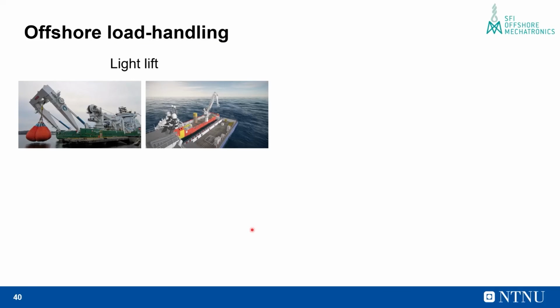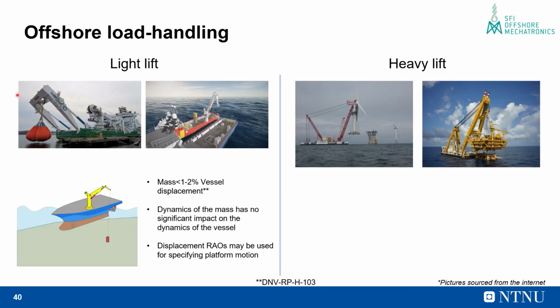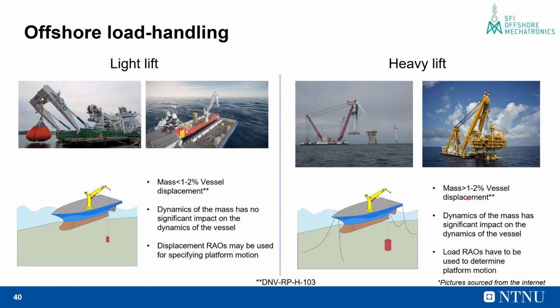Usually, the lifting operation is classified into two: a light lift, where the load to be handled is less than 1 to 2% of the vessel displacement, and the dynamics of the load in this case has no significant impact on the dynamics of the vessel, and so you can use the displacement RAO option to specify the platform motion. But in a heavy lift, the load to be handled has a mass greater than 1 to 2% of the vessel displacement. And the dynamics of the load has a significant impact on the dynamics of the vessel. And so you will have to use the load RAOs to determine platform motion.